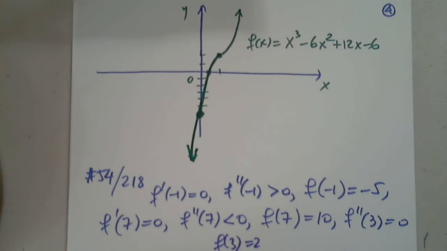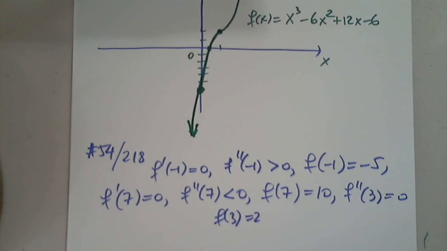So let me check what I copied. F prime of negative 1, F double prime of negative 1, F of negative 1 is negative 5, F prime of 7 is 0, correct. F double prime of 7 is less than 0, yes. F of 7 is 10, F prime of 3 is 0, and F of 3 is 2.